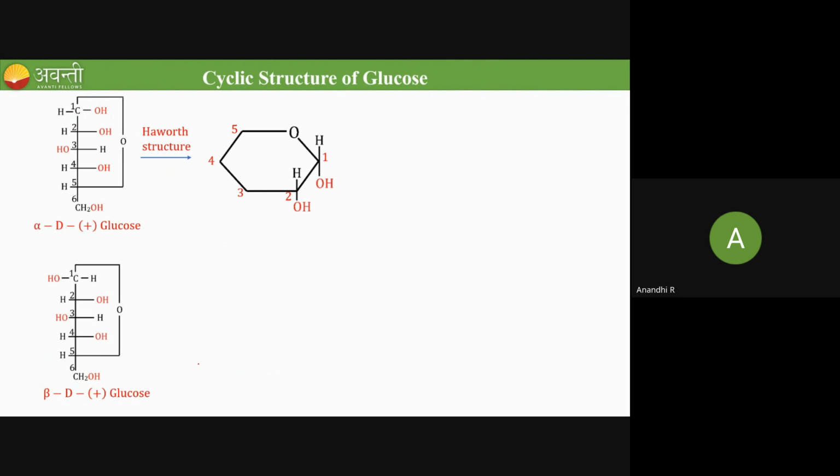So in carbon number 1, on the right side we have OH and on the left side we have H. All the groups which are present on the right side have to come to the bottom position. And all those on the left side of this open chain structure have to be represented in the upward, the above position. In the third carbon, we have hydrogen on the right side, so it has to come down, OH has to go up. And in the fourth carbon, OH is down and H is up.